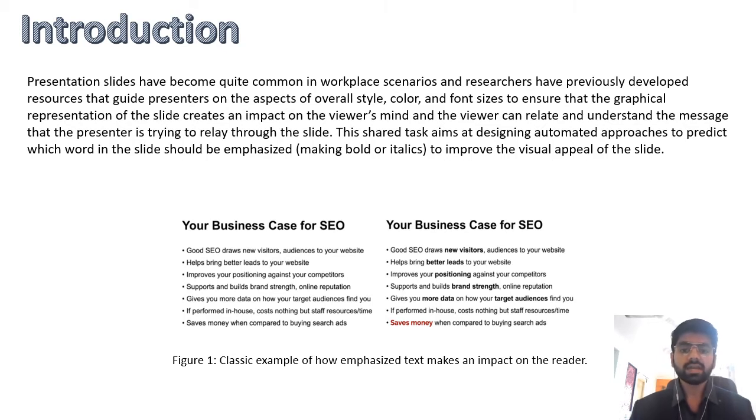through the slide. This shared task aims at designing automated approaches to predict which word in the slide should be emphasized on, for example, making bold or italics to improve the visual appeal of the slide. In figure 1, we can see how emphasized text in presentation slides on the right hand side is much more visually appealing and creates a better impact on the readers than the non-emphasized example on the left.